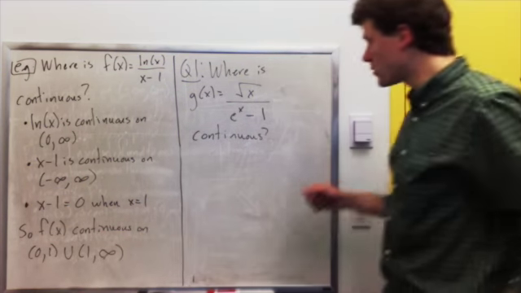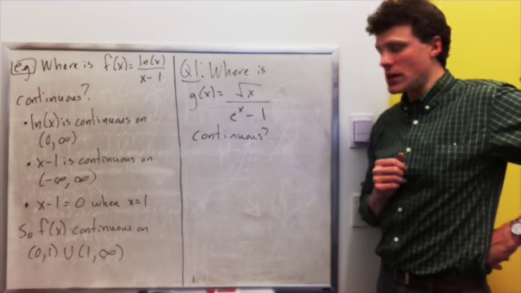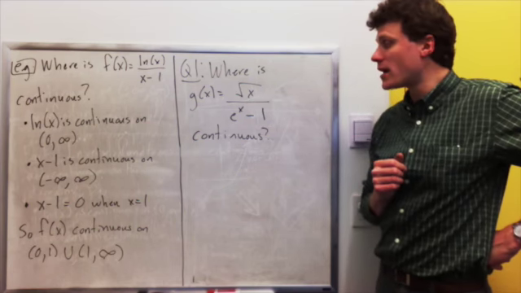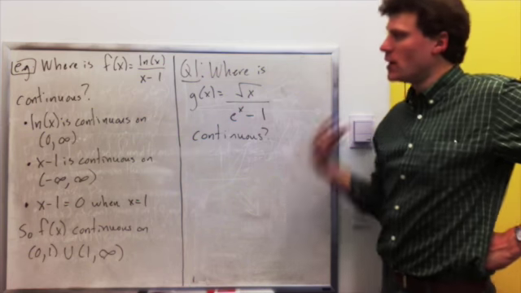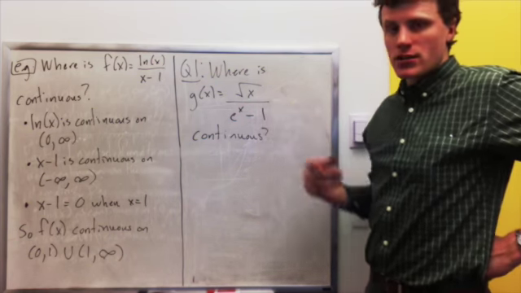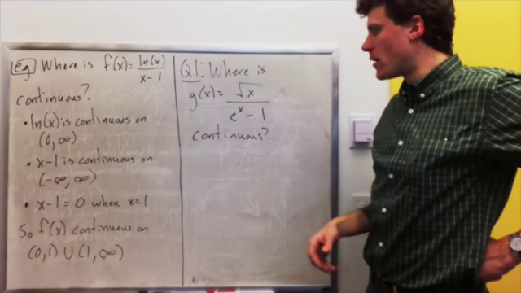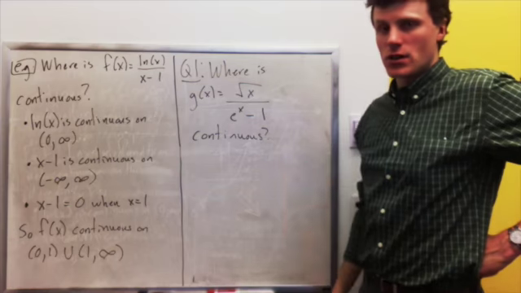So your question for this video is, where is the function g of x equal to the square root of x over e to the x minus 1 continuous? Do the same basic thing. Figure out where each of the constituent functions is continuous, and then see if there are any other problem values when we divide these two guys.